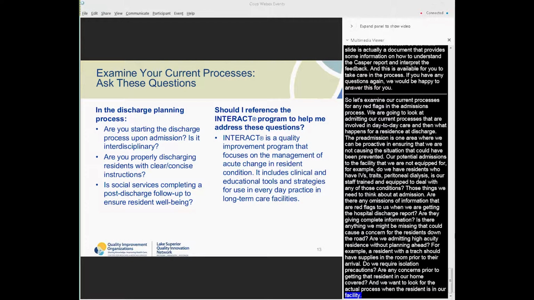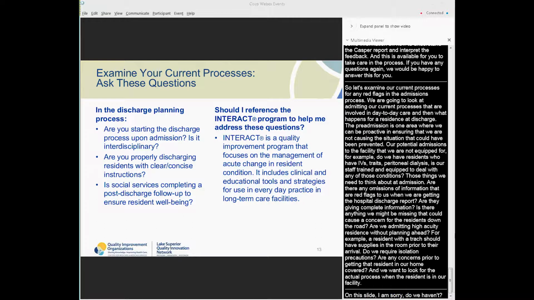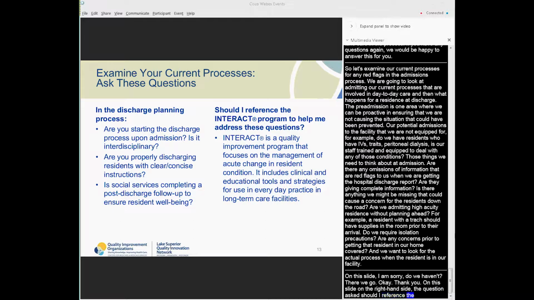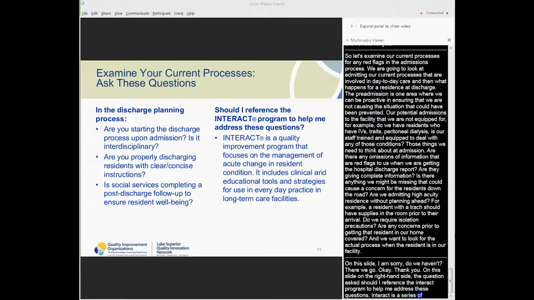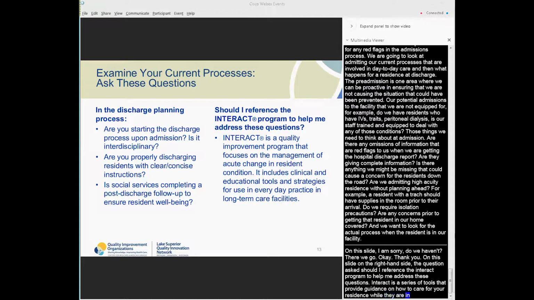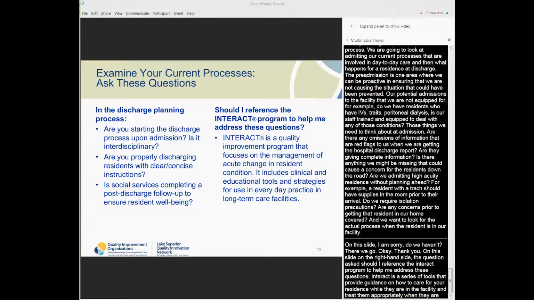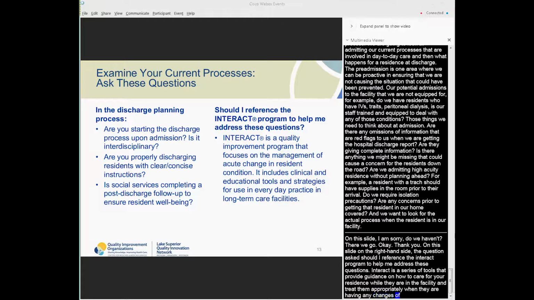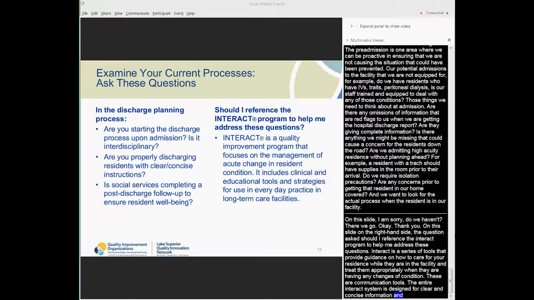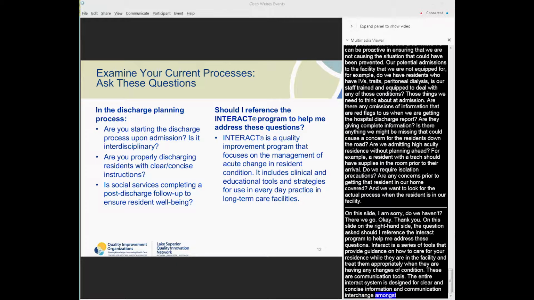On this slide on the right-hand side, the question asks, should I reference the Interact program to help me address these questions? Interact is a series of tools that provides guidance on how to care for your residents while they are in the facility and treat them appropriately when there are any changes of condition. These are communication tools, and the entire Interact system is designed for clear and concise information and communication interchange amongst the entire interdisciplinary team. So should I reference the Interact program?